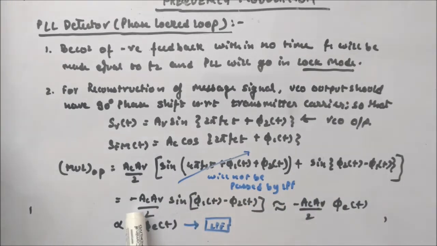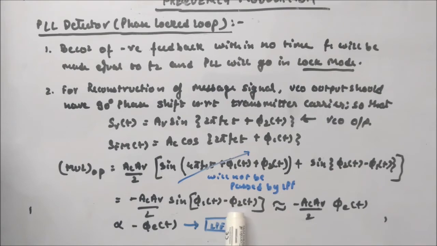So at the output you will get minus AC AV divided by 2 sine(phi 1(t) minus phi 2(t)). There is a minus sign because I have reversed this: phi 1(t) minus phi 2(t), whereas here phi 2(t) minus phi 1(t) is written. This is how you will get the multiplier output. We are not considering this term because of its high frequency. Now this phi 1(t) minus phi 2(t) I am representing with phi e(t), which is the error in phase. The amplitude is the same, minus AC AV divided by 2.